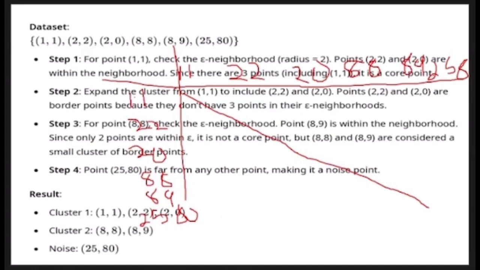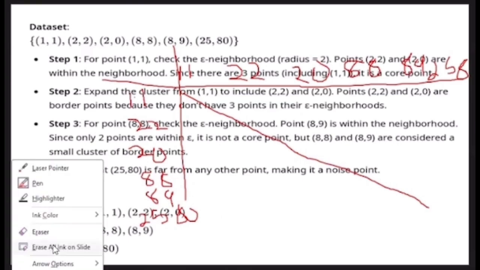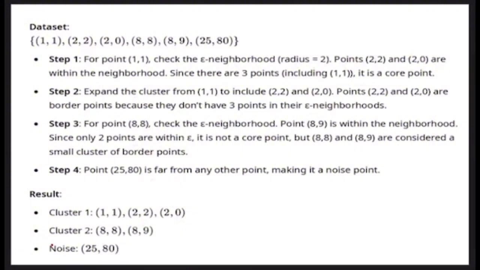Okay. In my explanation here, I said step 1: you check 1, 1, and that's a core point. The other one, you check. I said expand the cluster from 1, 1 to include 2, 2, and 2, 0. 2, 2 and 2, 0 are border points because they don't have 3 points in their neighborhood. Let me tell you this: before you can be classified as a border point, you don't have the minimum requirement to be classified as a core point. And the minimum requirement depends on the minimum number of points required. Okay?